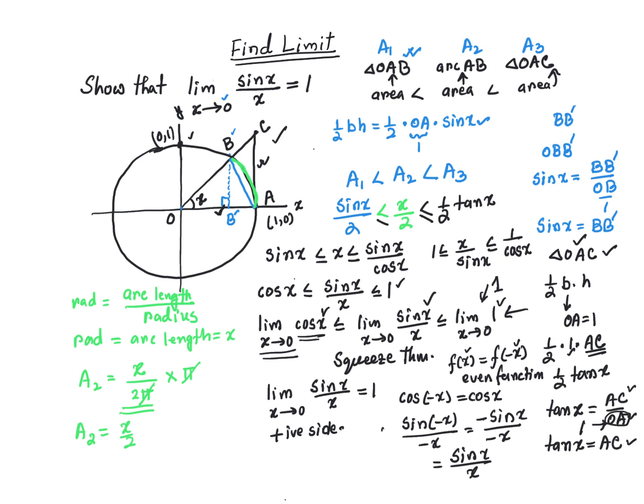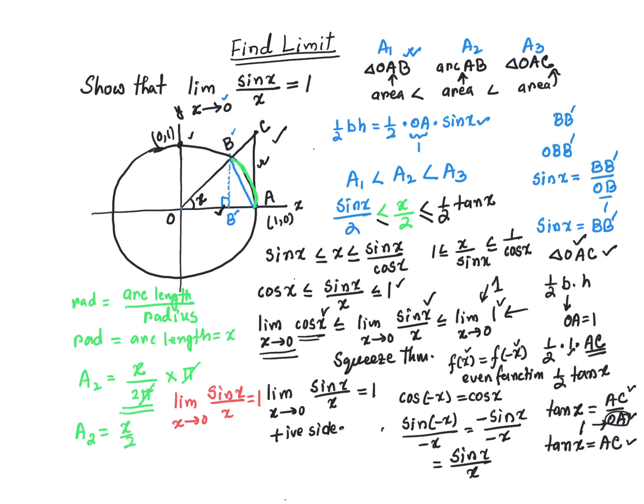So it doesn't matter whether we take the left limit or the right limit. In either case, we get the same value. So what did we show? We just showed that the limit as x approaches 0 of sine of x over x is equal to 1.